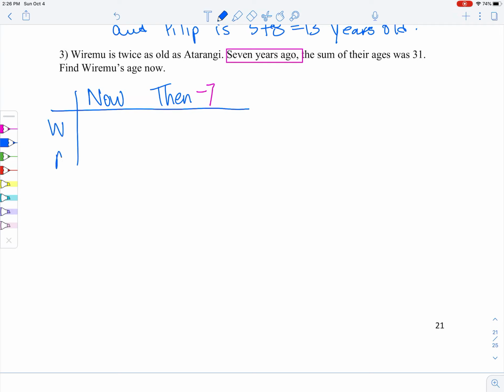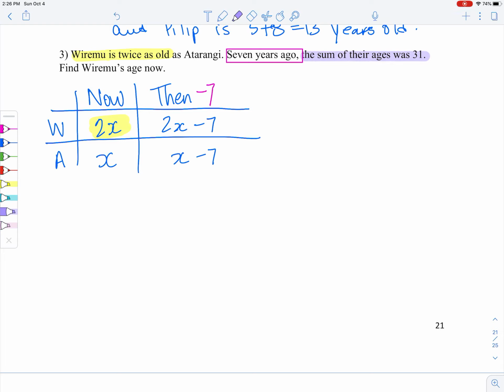So we have Wairemu and we have Algebraic. So right now, Wairemu is twice as old. So Wairemu is going to be the older one. So we're going to let X be Atarangi's age. And then Wairemu is twice as old, so it's going to be 2x. 7 years ago, we're not even reading anything about it. We're just going to write 2x minus 7 and x minus 7. And then I'm sure it says something else in the question. Let's see. The sum of their ages was 31.